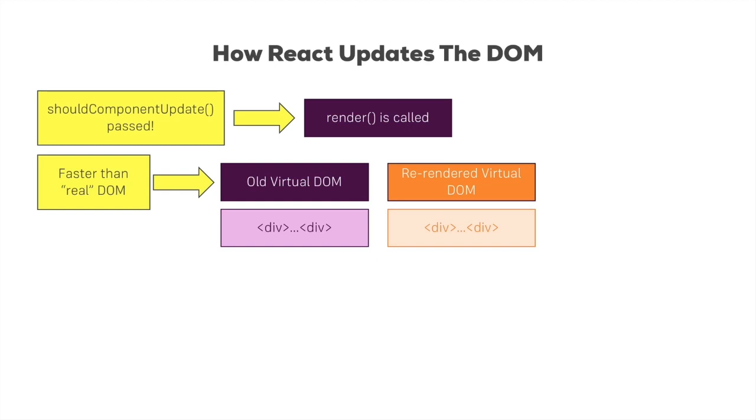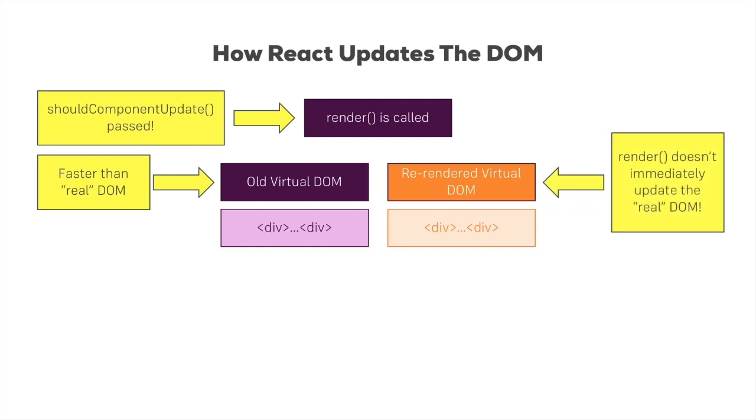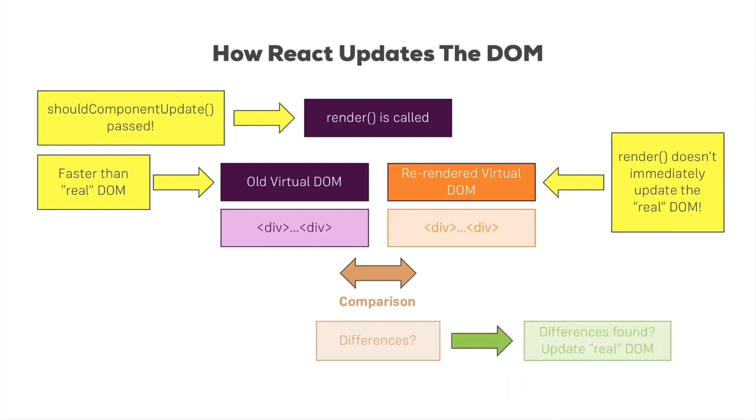And React basically keeps two copies of the DOM. It has the old virtual DOM and then the re-rendered one. The re-rendered one is the one which gets created when the render method is called. Now, as I mentioned though, re-rendering or calling render doesn't immediately update the real DOM. Instead, React makes a comparison. It compares the old virtual DOM to the new one and it checks if there are any differences. If it can detect differences, it reaches out to the real DOM and updates it.